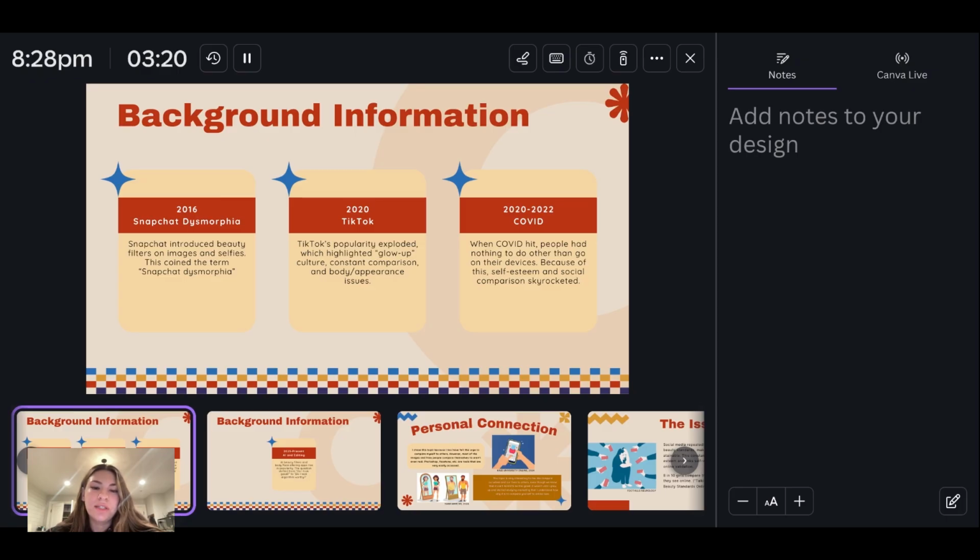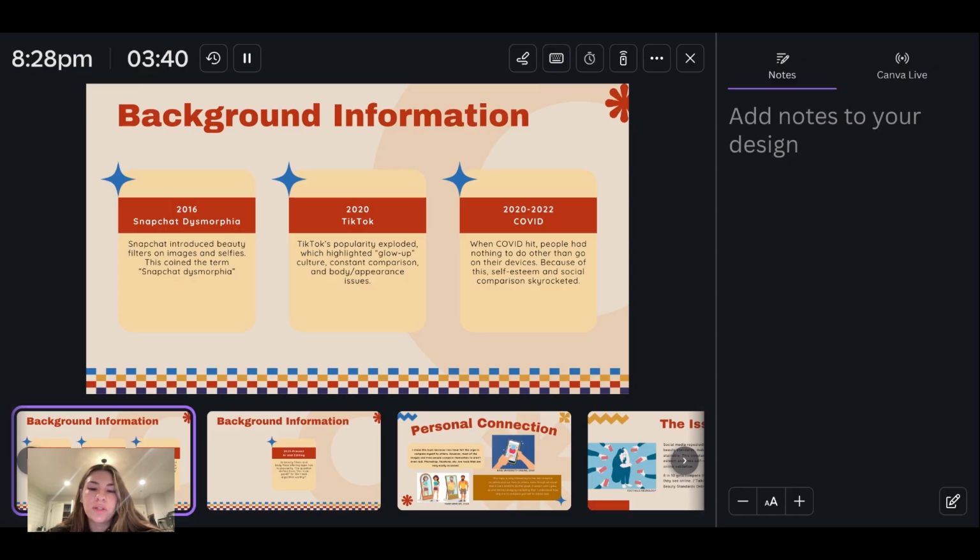In 2020, TikTok's popularity exploded, which was once again a visual first platform. Along with its popularity came viral beauty standards, glow up culture, and constant comparison based on appearance, productivity, lifestyle, and routines. Similar to 2014 to 2016, influencers were idolized even more so on TikTok.